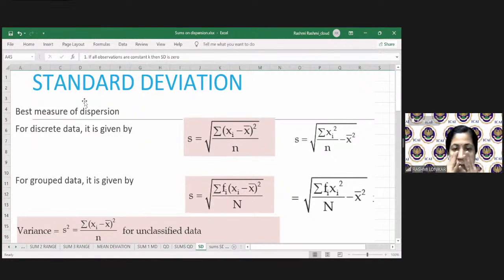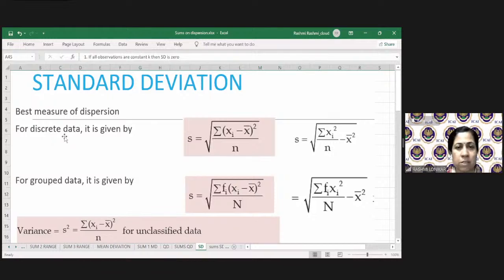Why? Because here what we are doing is finding the differences of the data from a given measure of central tendency. That is, for us we are only talking in terms of mean. So I find x minus x bar, and instead of taking the modulus, that is only the absolute value, I square it and then I find the square root. Okay, so what is the formula for discrete data?